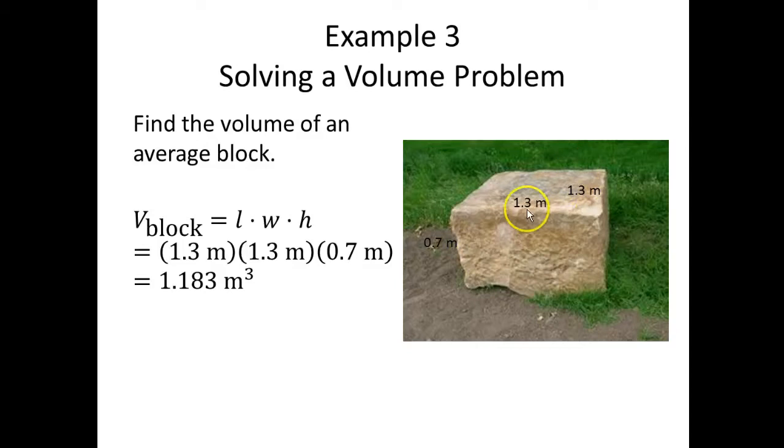They told us the dimensions of the block, and since this is a square prism, or rectangular prism, I know that the volume of this prism is just going to be the area of the base times the height. The area of the base is given by 1.3 meters by 1.3 meters, and then I multiply that times the height, which gives me 1.183 meters cubed for the volume of an average block.